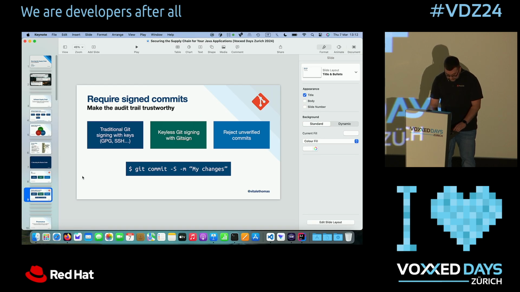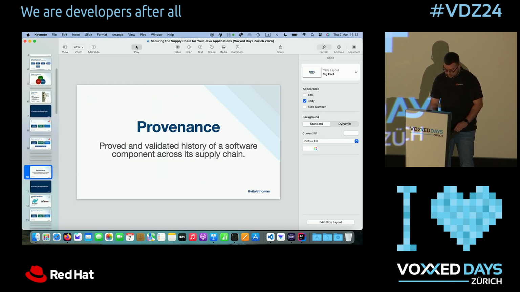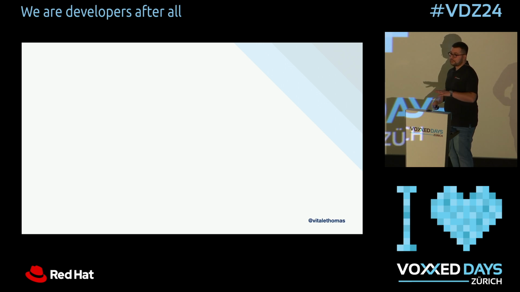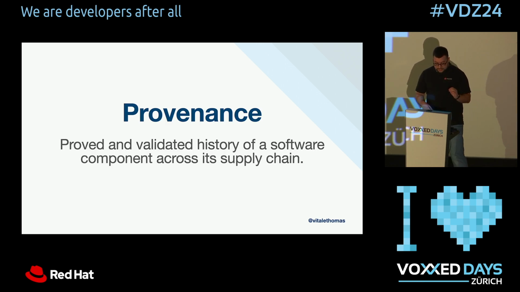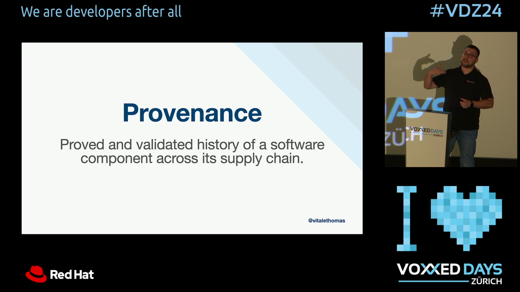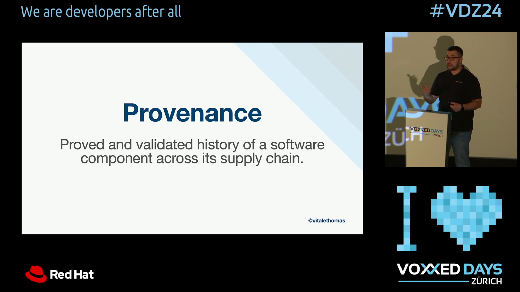Let's go back to the slides, because now there is an important concept in supply chain security related to this, which is provenance. Provenance is a proved and validated history of a software component across its supply chain. So in the case of the source code component, when we work with Git, we now achieve a proved and validated history, because Git by itself provides this history of all commits. If we also enforce signatures, then we can say that it's also proved and validated. So we know if there is a commit from me, that it was actually me committing the changes.